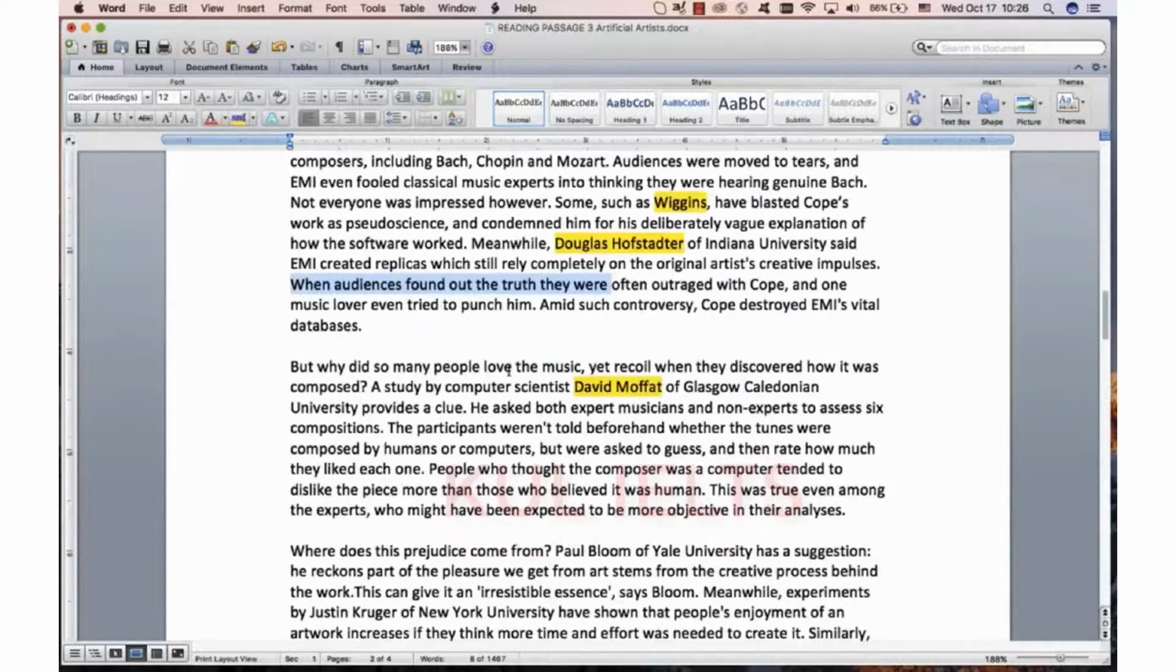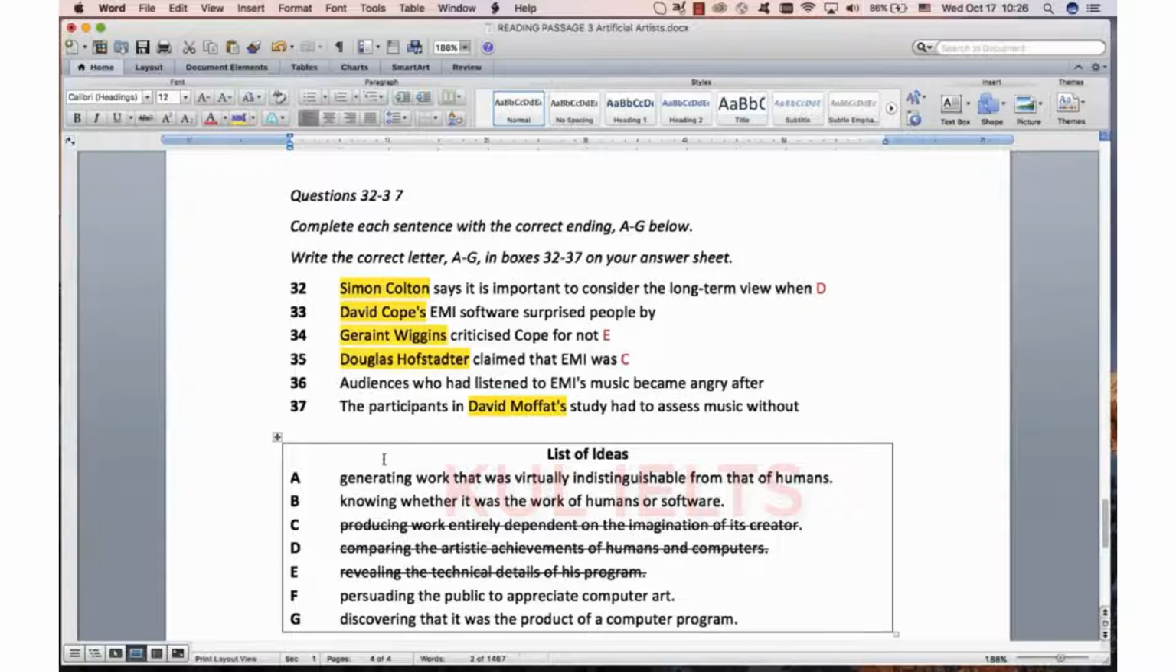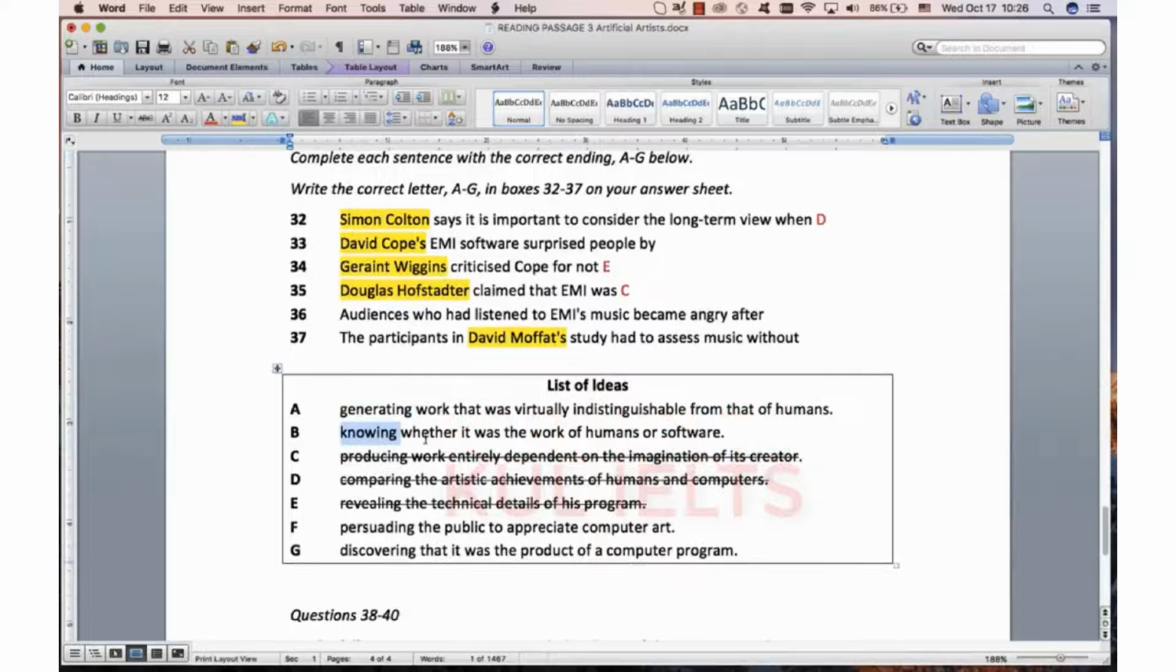But again, let's look at our verb. The audiences found out the truth. Audiences didn't generate. The audiences maybe knowing whether it was possibly that one. Persuading, the audience didn't persuade, but discovering. That means found out. Knowing, not really found out. Discovering. So they became angry after they discovered that it was the product of the program. Again, it's the verb that helps us here. Quite confident that that one is G.